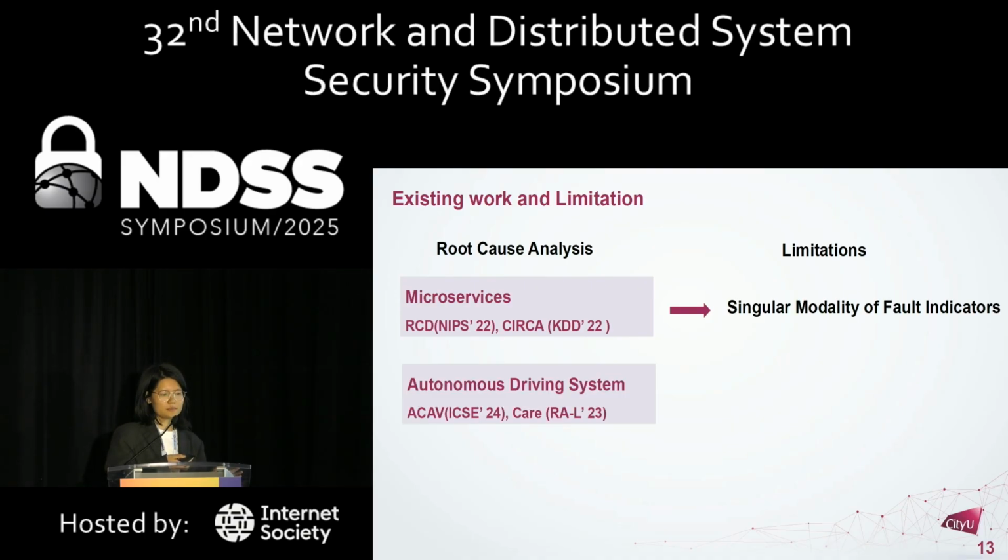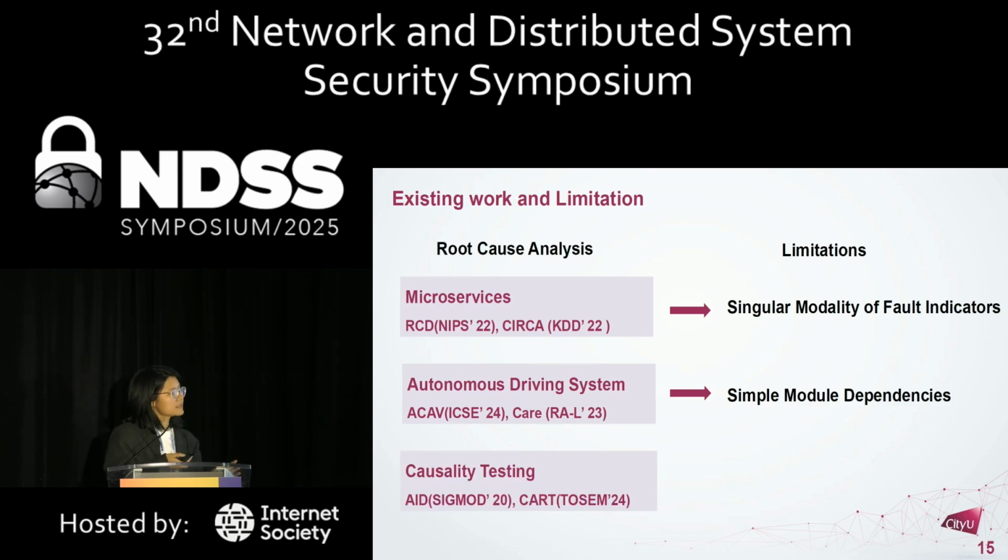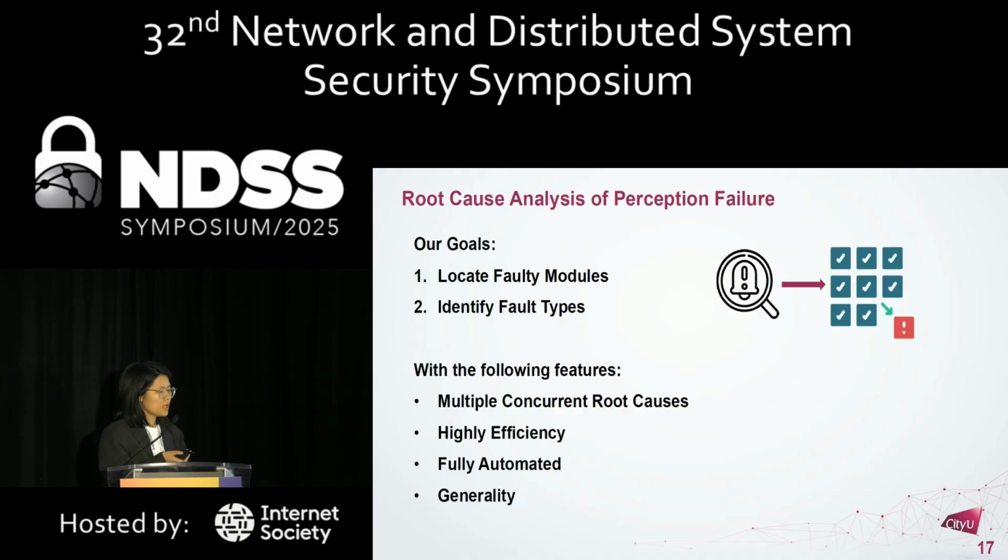And for this work in autonomous driving systems, they analyze driving violations and locate the causes in main components, such as planning and localization. But these components have simple module dependencies, which makes them limited in handling the far greater complexity in perception submodules. And for this work in causality testing, they have single root cause assumptions so that they cannot handle multiple concurrent root causes. Therefore, we want to propose an efficient and fully automated approach to locate faulty modules and identify fault types, to handle multiple concurrent root causes with generality.